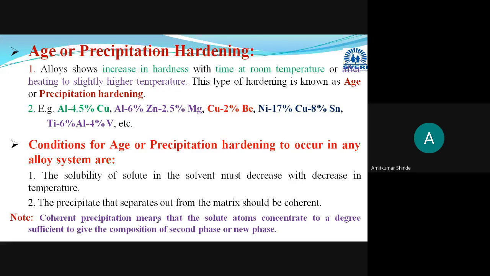Okay, can I move towards the next point? It is the steps involved in age hardening or precipitation hardening. If you have completed, I will move towards the next point. If you have finished writing this, I will move on.